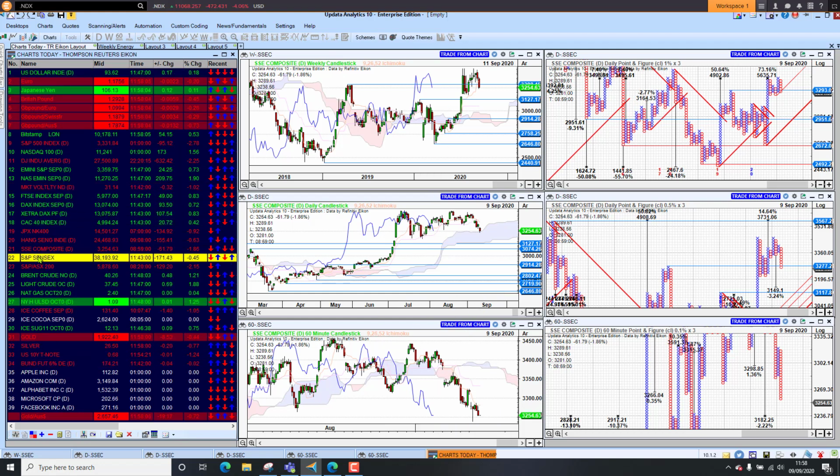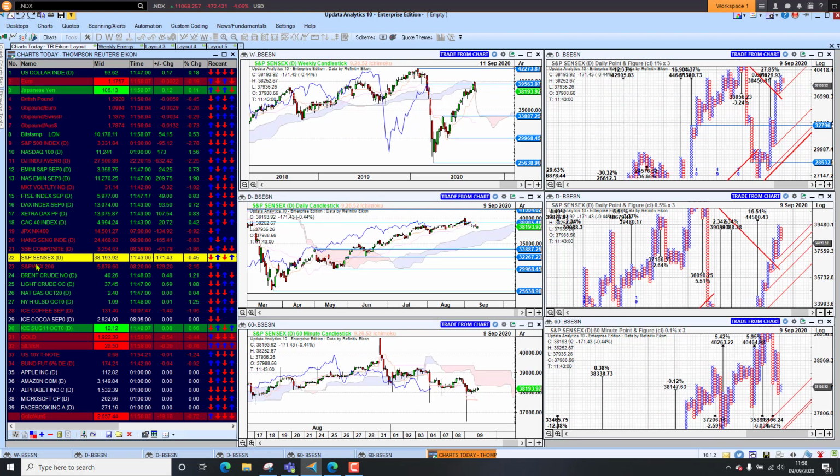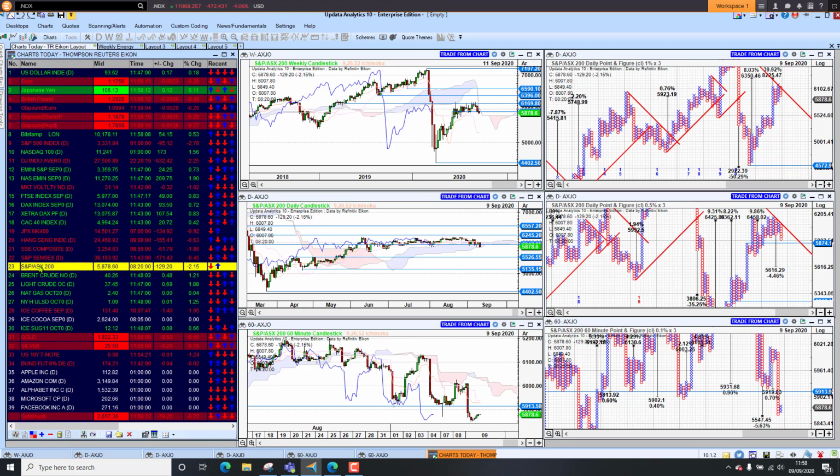And if we look at the Sensex, we are seeing a 0.5% fall there as well, and the Aussie market was down heavily, down 2%.